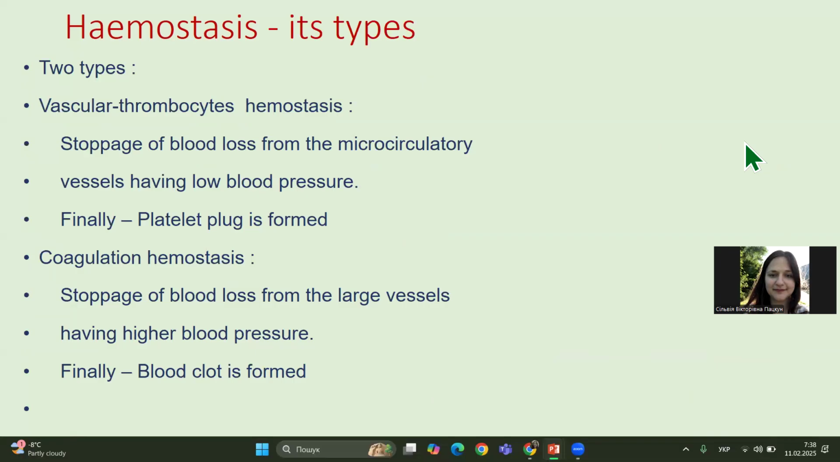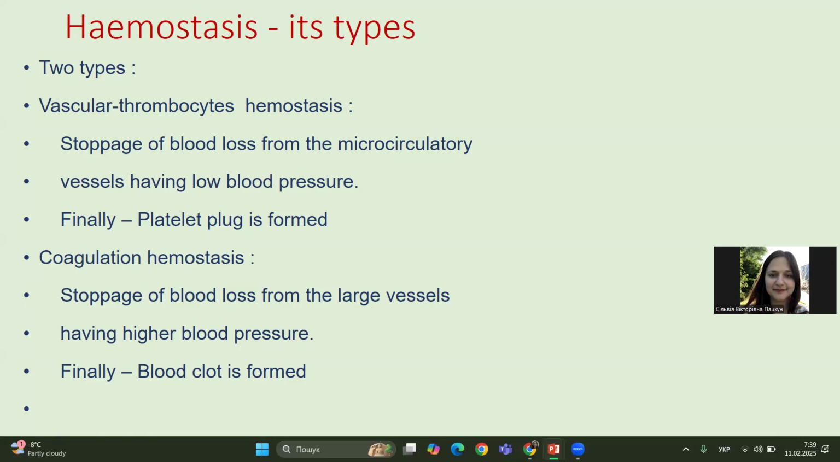Two types of hemostasis. Vascular thrombocyte hemostasis is stoppage of the blood loss from the microcirculation, which has low blood pressure, and finally a platelet plaque is formed. In this case, the plaque will be formed only from the platelets, and due to this it will appear white in color, so it is also called white plaque.